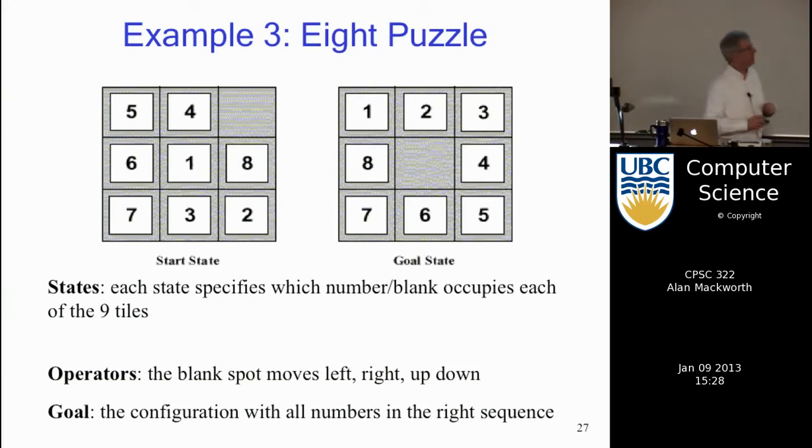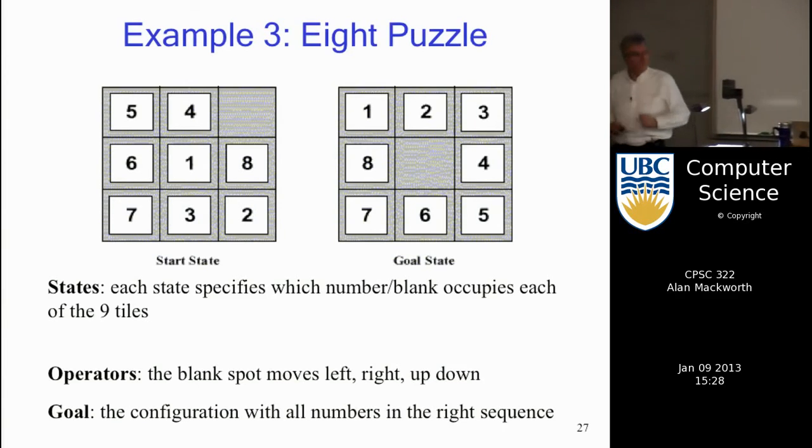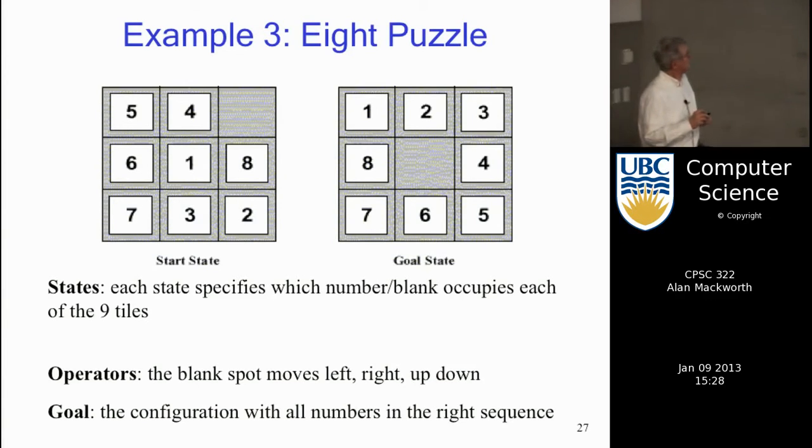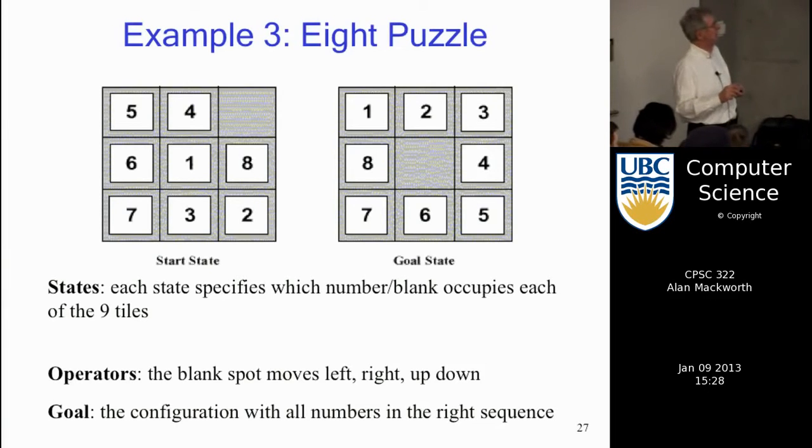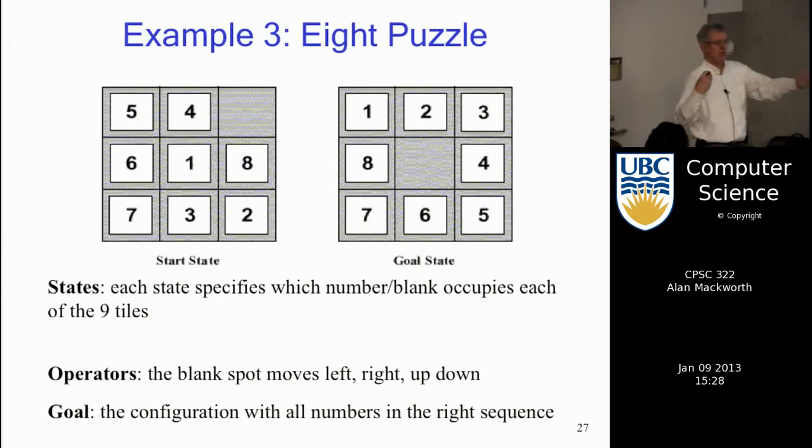So this slide just says what we just said, I think. Each state specifies which number or blank occupies each of the positions. Any representation that does that works. You could use a list, you could use a one-dimensional array of 9 positions, you could use a 3x3 array corresponding directly to the board. You choose. It doesn't really matter, I don't think. Well, some would be slightly easier to work with in terms of how the operator changes the representation when you do an action.